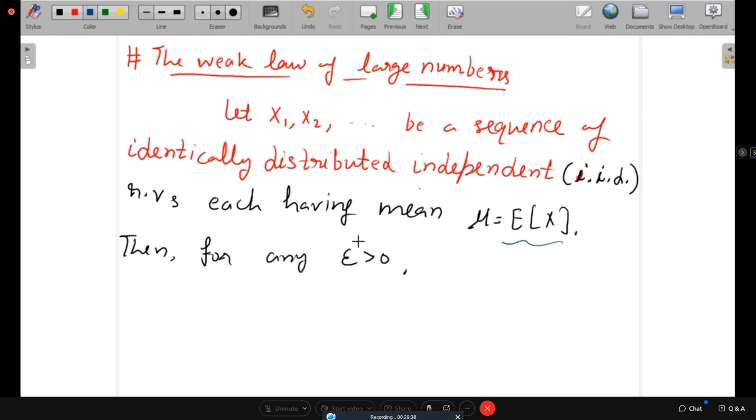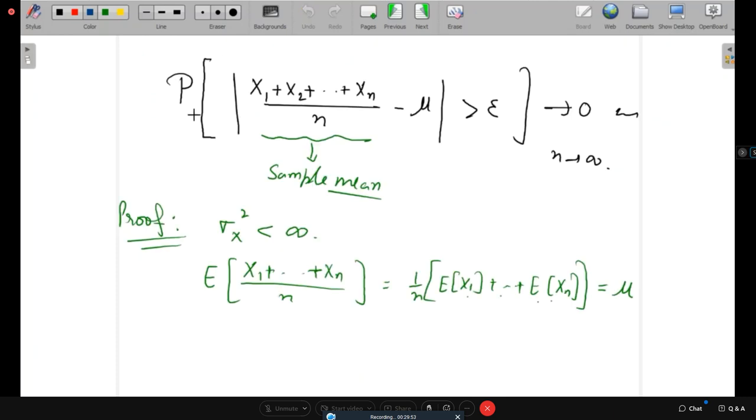Right, then what will happen? For any epsilon bigger than zero, what this will give you is the probability of the modulus of (X1 plus X2 plus and so on, n random variables, divided by n) minus mu. The sum of these n random variables divided by n denotes the sample mean, and this mu is the original mean.